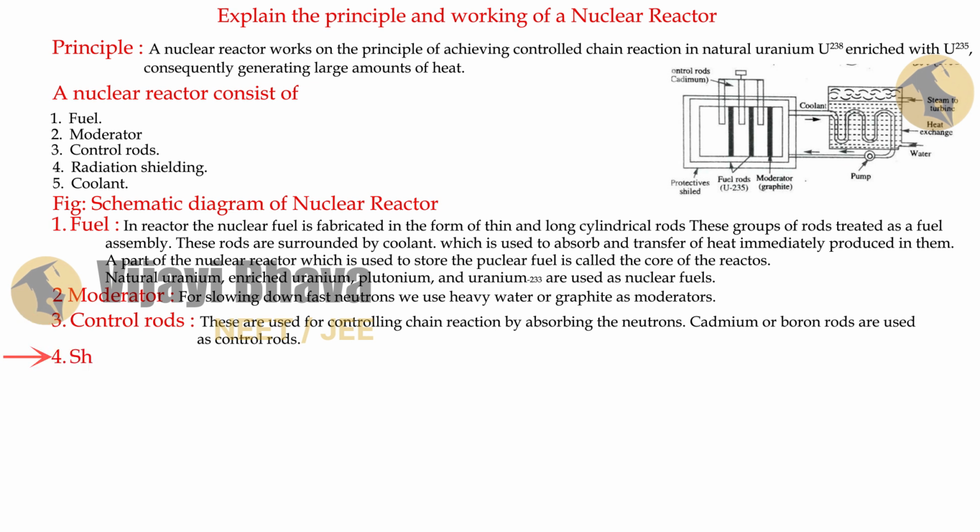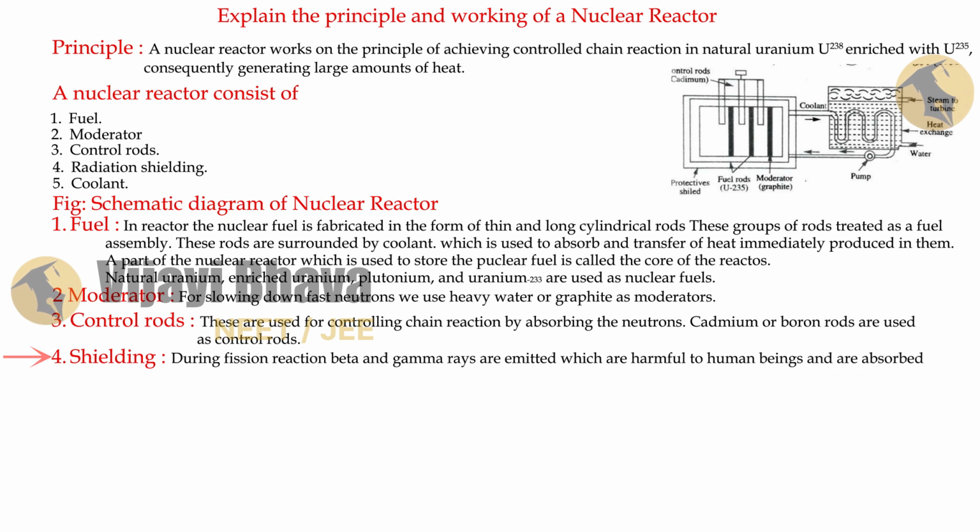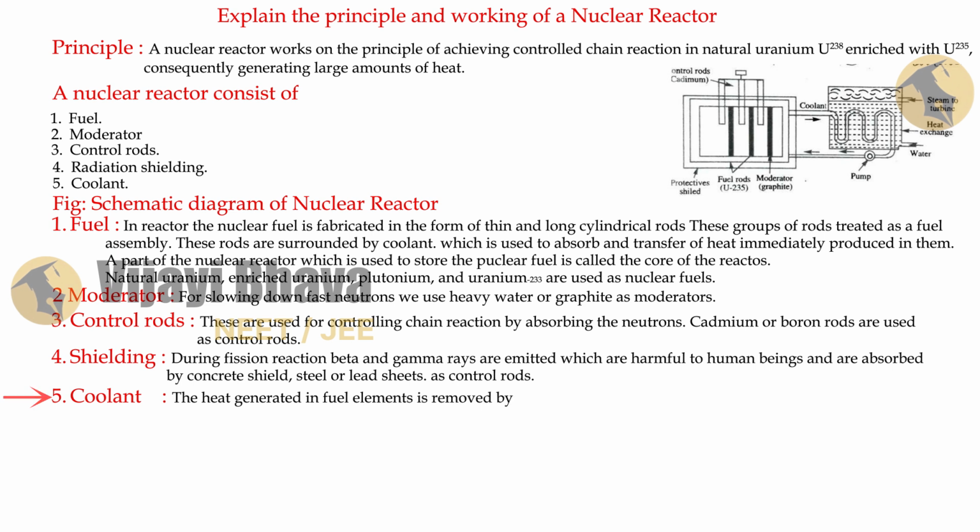Next, the radiation shielding. During fission reaction, beta and gamma particles are emitted which are harmful to human beings and thus they are absorbed by concrete shield or steel or lead sheets. The next part being the coolant. The heat generated in fuel elements is removed by using a suitable coolant like water or molten sodium.